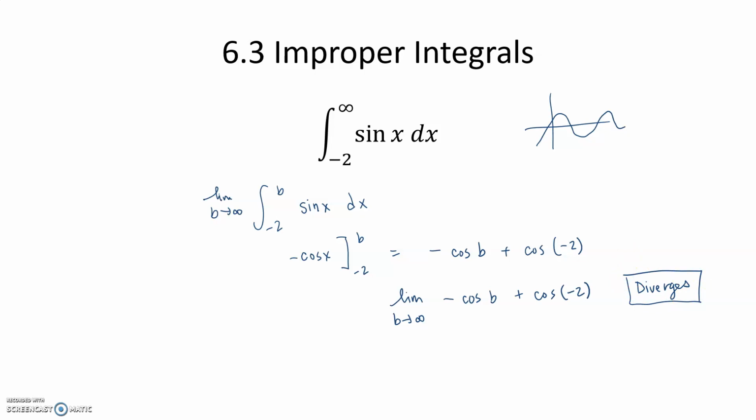There is one more type of improper integral that I'll show you, and that is the type of improper integral that has a vertical asymptote.